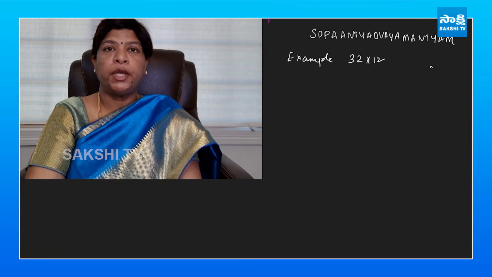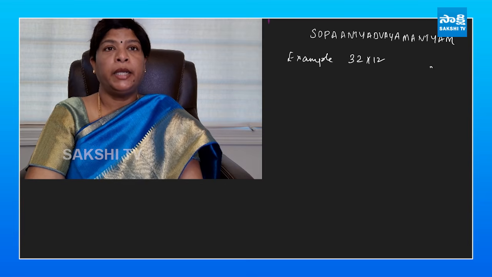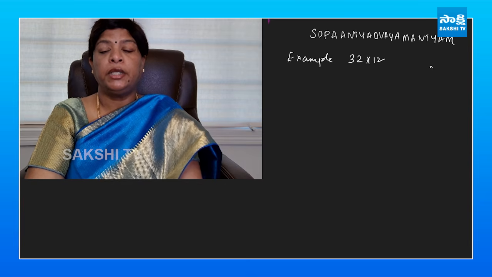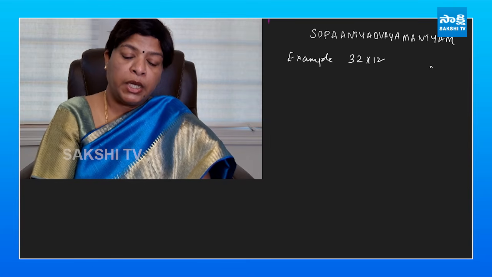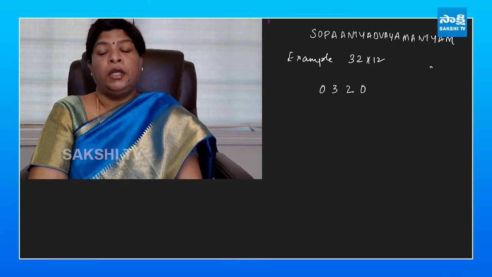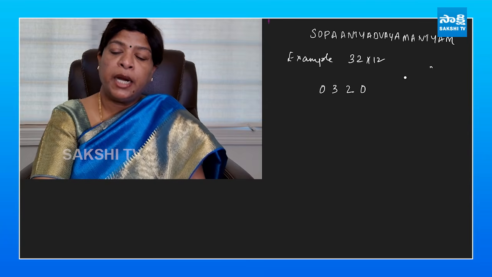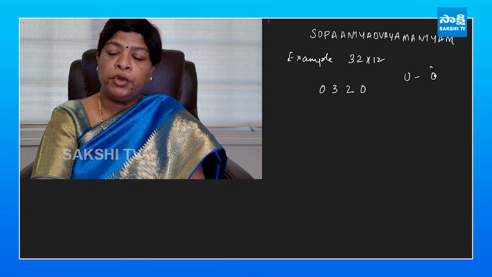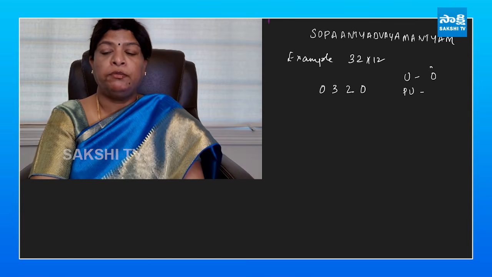Here we have 32 times 12, where 32 is the multiplicand and 12 is the multiplier. So we start by writing the multiplicand with a leading 0 and a trailing 0. So here we add a 0 in front of 3 and a 0 after 2. Now we need to identify the ultimate and the penultimate digit. So our ultimate digit is the last digit, which is 0, and the penultimate digit is the previous digit, which is 2.